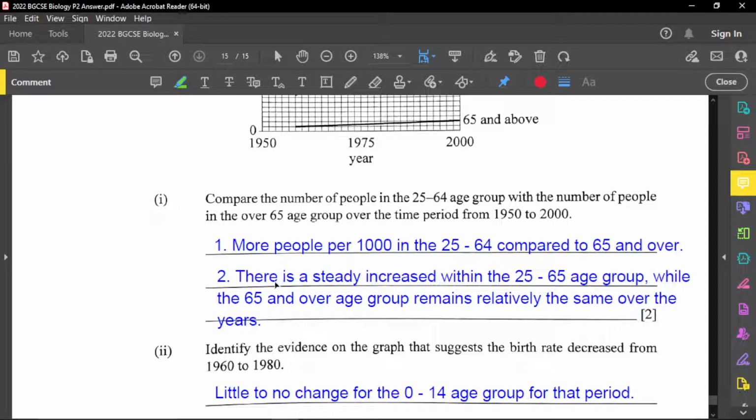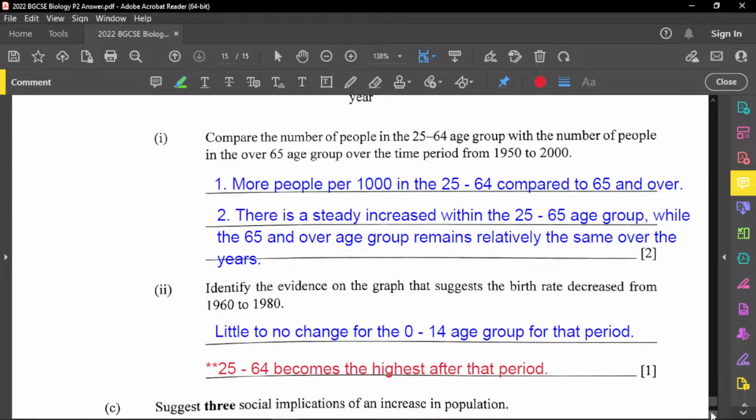And also there's a steady increase within the 25 to 64 age group, while the 65 and over age group remains relatively the same over the years. All right, so there's pretty much no change in that. However, for the 25 to 64, there's an increase over the number of years.